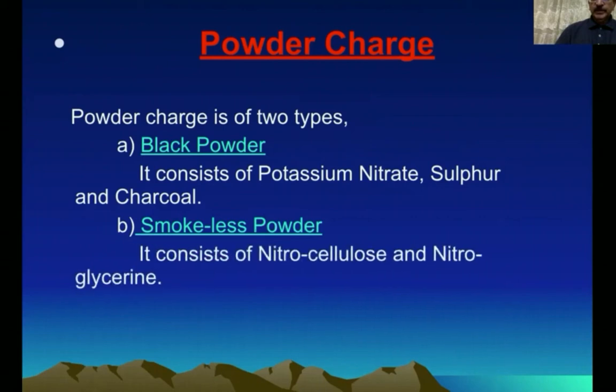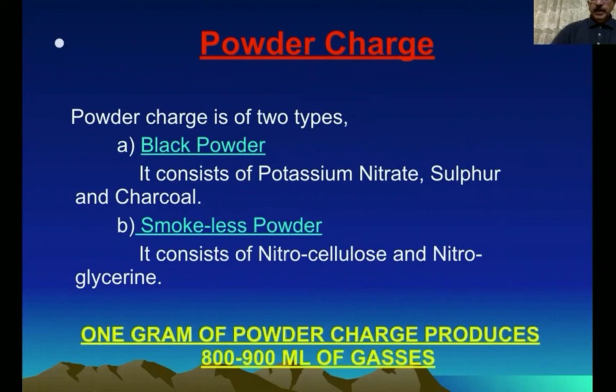Smokeless, which contains nitrocellulose or nitroglycerin, creates a smokeless combustion. And it has been experimentally seen that 1 gram of powder charge produces approximately 800 to 900 milliliters of gases. So a small amount of gunpowder can produce a huge amount of gases, which creates tremendous energy and pressure to push the bullet out.